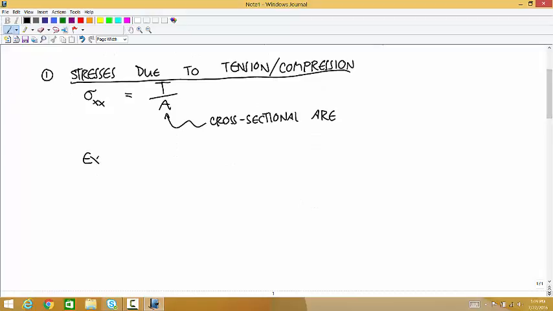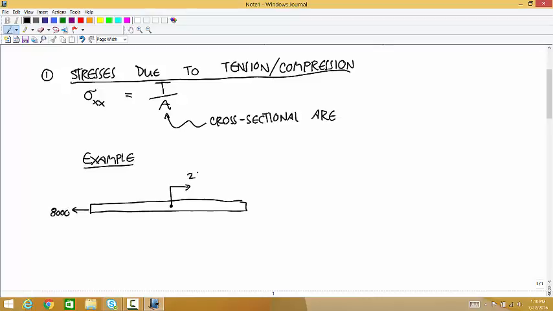So as an example, let's say we have a beam with an 8,000 Newton force applied to the left on the left end point, and at the midpoint, a 2,000 Newton force this way, and then here a 6,000 Newton force, so these are all in Newtons.